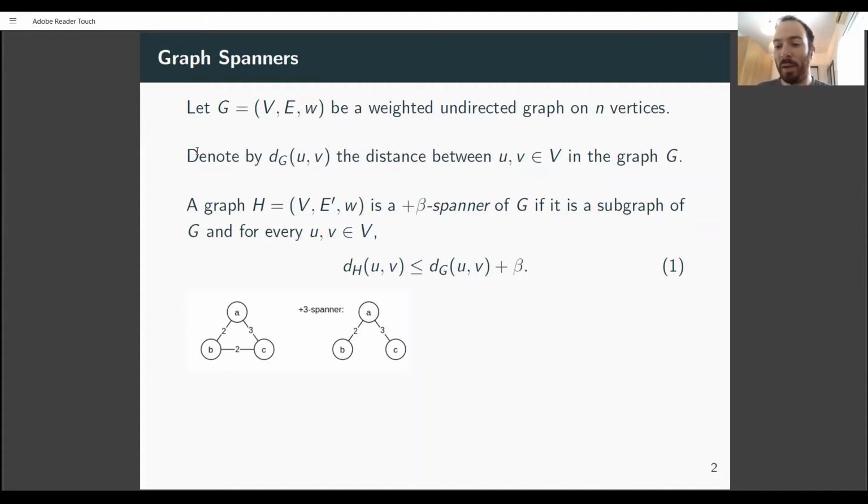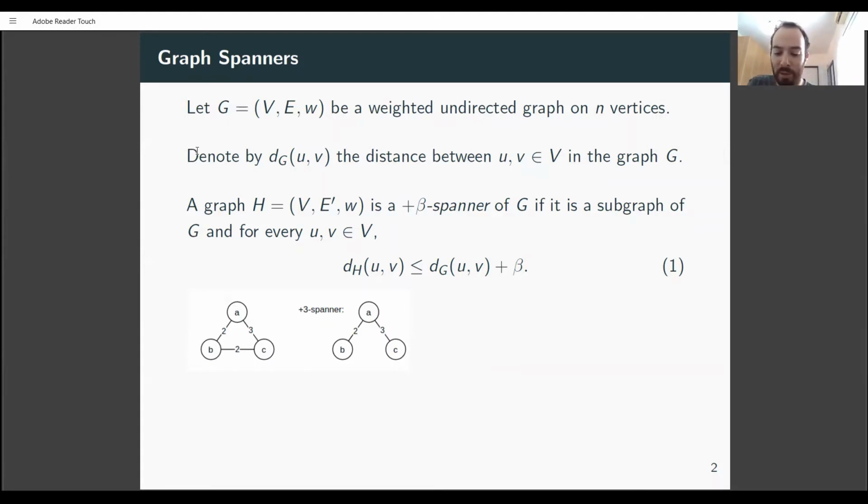For example, on the left, there is a very simple graph. And if we remove the edge BC, we get a +3 spanner. The distance between B and A and also A and C remains the same, while the distance between B and C increased by 3, from 2 to 5, by taking the path B, A, C.